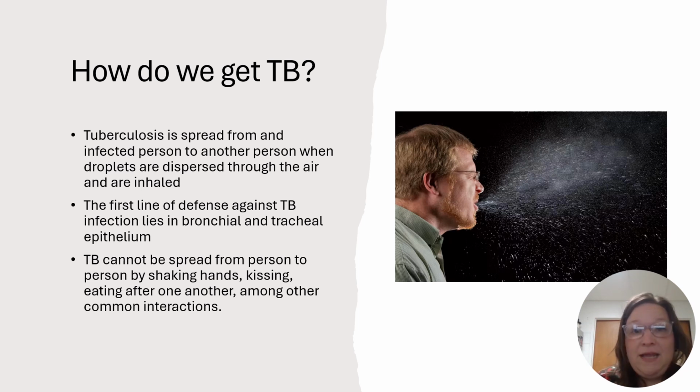How do we get TB? We talked about that. An example a while ago is if we get tuberculosis in the GI tract, how that can happen by unpasteurized milk. But when we're talking about tuberculosis in general, that goes into our lungs, which is the most common form of tuberculosis. It is spread when droplets of an infected person go through the air and are inhaled by another person.